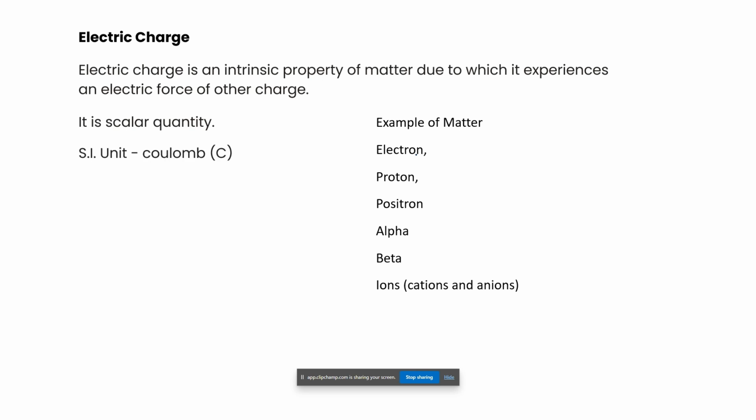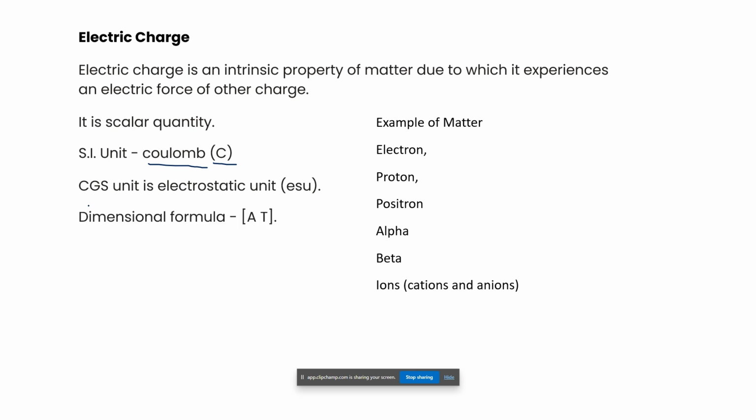Coulomb is a scientist's name. So when you are writing the SI unit as a word, it should be in small letters, and if it's a symbol it should be capital C. So do not write small c. Now the CGS unit is the electrostatic unit, ESU. The dimensional formula is AT. It is represented by small q or capital Q, and its basic value is 1.6 into 10 raised to minus 19 coulomb.